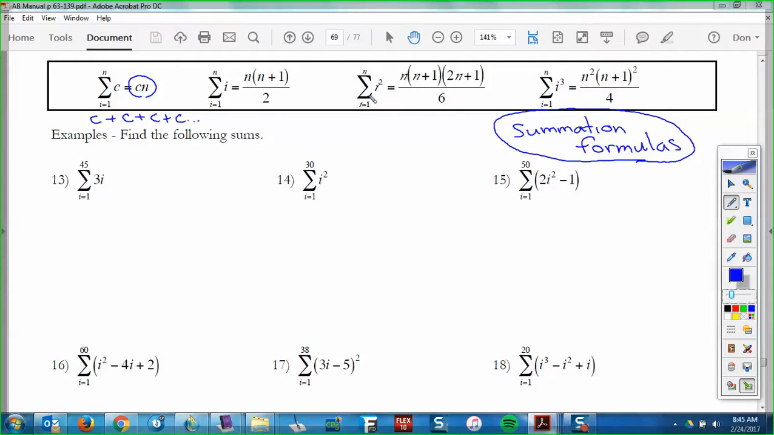This is i squared, and this is i cubed. So if you have a sigma i, that's the one we just looked at. That's 1 plus 2 plus 3 plus dot dot dot plus n. If you have a sigma i, you can find the sum by just doing this. That's the one we just talked about. If you have a sigma i squared, which is 1 plus 4 plus 9 plus 16 plus dot dot dot plus n squared, then it simplifies to that. And then finally, if you have i cubed, it simplifies to that. In other words, the sum.